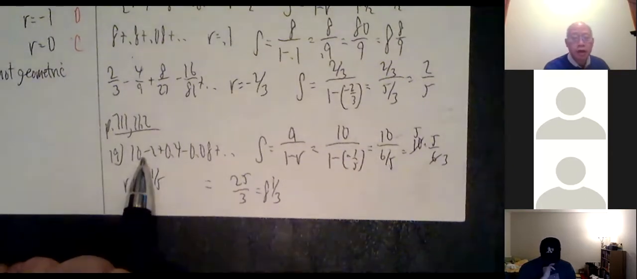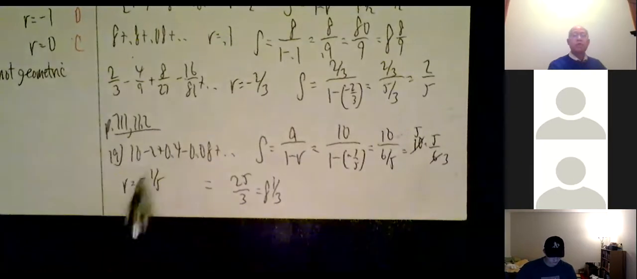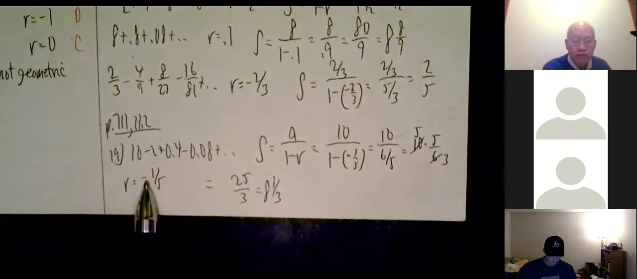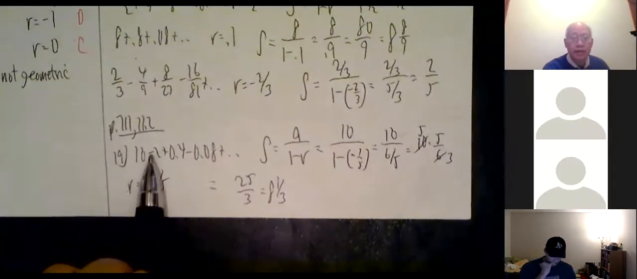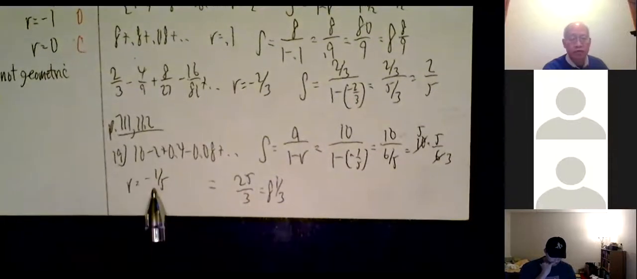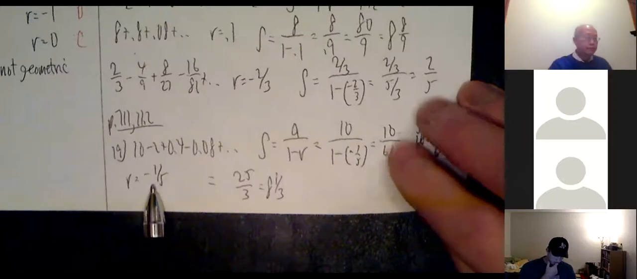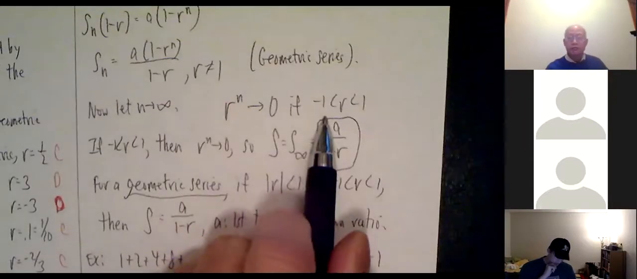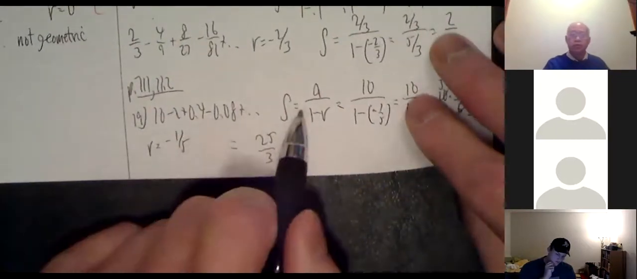So 10 minus 2 plus 0.4 minus 0.08. So the common ratio is -1/5. By the way, if you can't figure that out, you can always just take the second number and divide it by the first number, right? -2 divided by 10 is -1/5. Okay, is that between -1 and 1? Yes, it is. So the series converges. So let's say this came out to be -5. The series diverges. Don't use the formula.